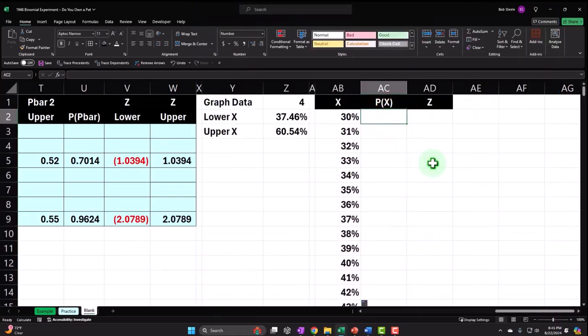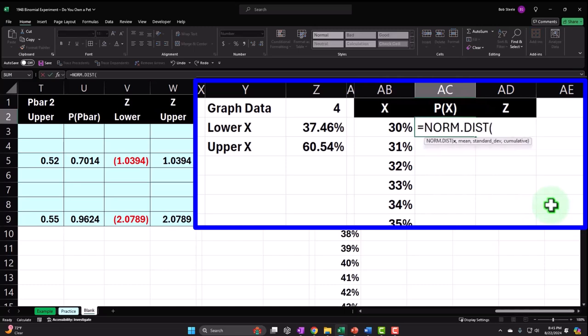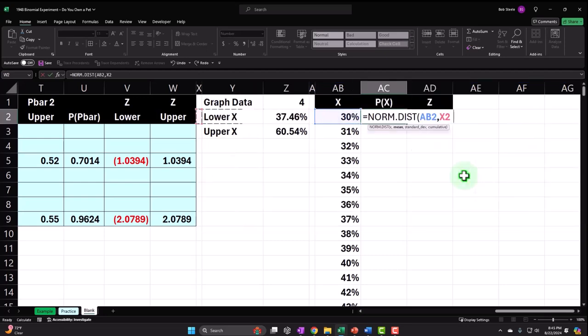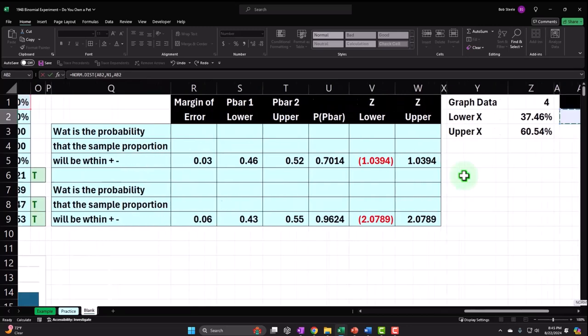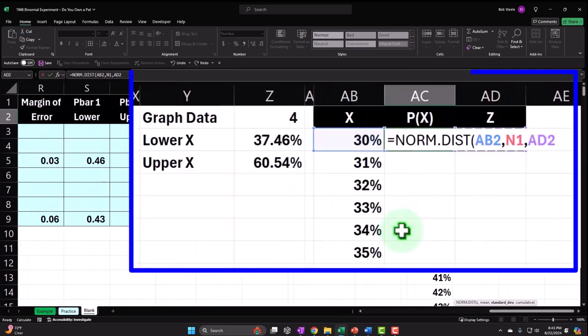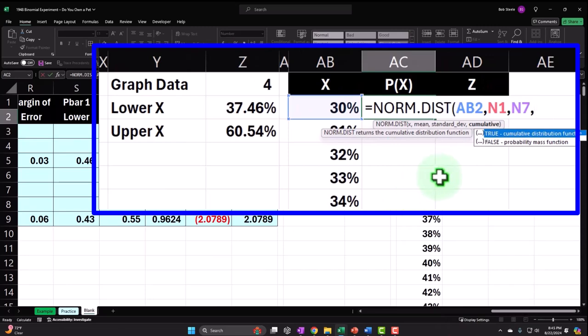Okay, and then let's do our NORM.DIST calculation, equals NORM.DIST. And I'm going to take the X, which is that, comma, divided by the mean, which is going to keep changing on us, but it's going to be that, comma, the standard deviation. So I'm still here, now I'm on the standard deviation, which is here, the standard error, comma. So same formula, but now we want it to not be cumulative, therefore 0 instead of 1.